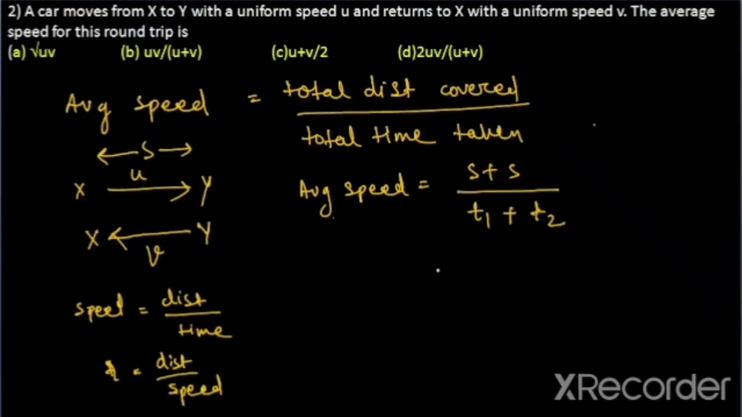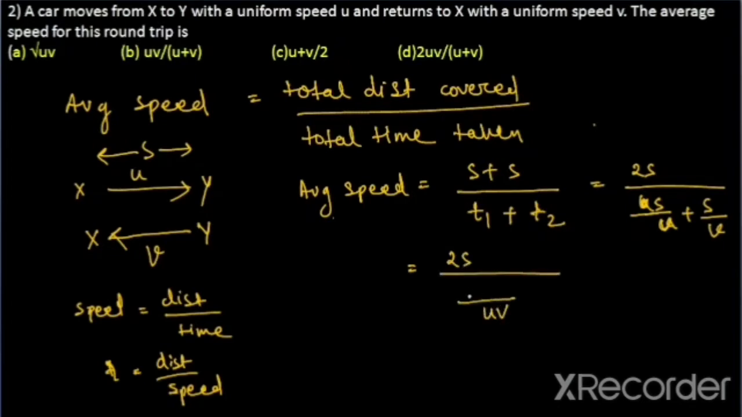So here the distance is 2s and t1 will become distance by speed, s by u, plus t2 becomes s by v. So 2s divided by, taking LCM uv, s within bracket u plus v. Now s and s cancel each other. 2uv by u plus v is our average speed. So option number D is correct, 2uv by u plus v.